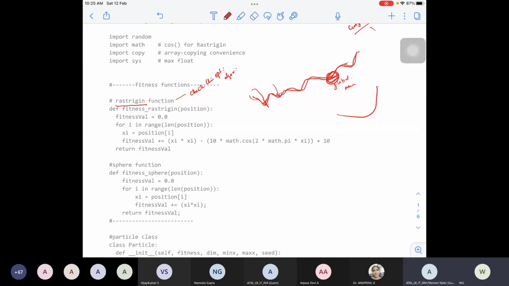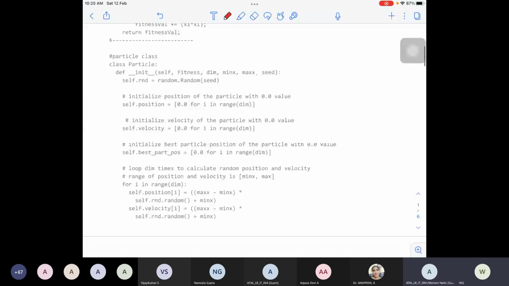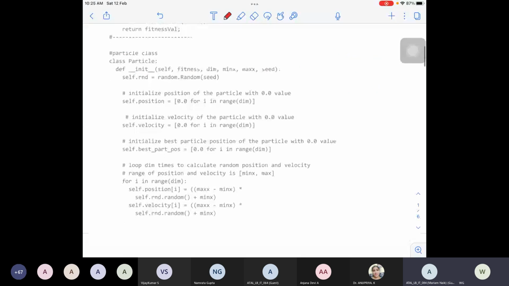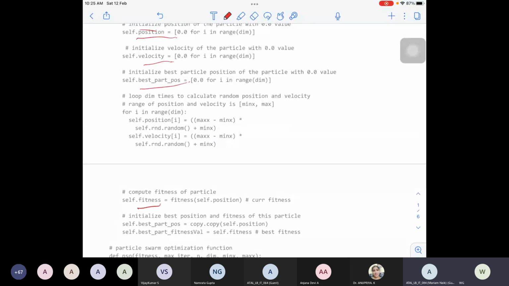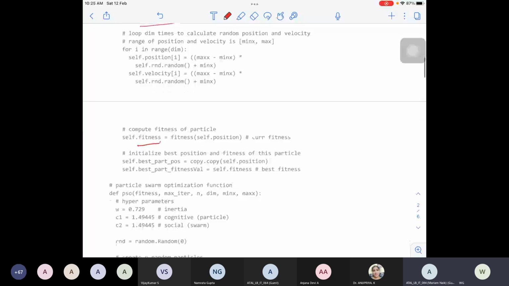So you have this Rastrigin function, and the rest of the functions that are given are similar. So you have a particle. The particle has, like we also have a thing called a seed. So you have a position and a velocity, you have a best particle position, and you have fitness, right? So all these variables are there, which you initialize.